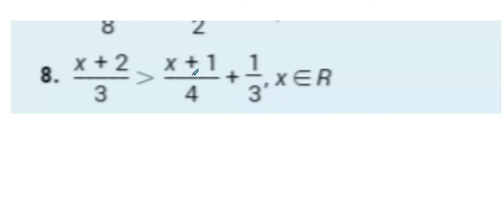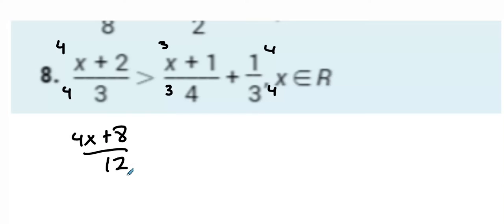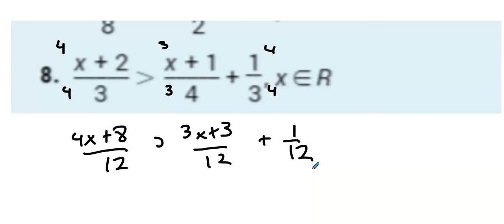This one here. Let's change them all to 12s. Let's change these all to 12s. Okay? 4x plus 8 over 12. 3x plus 3 over 12. 1 over 12. Lads, see all those 12s? Thank you. 4 over 12. Okay?